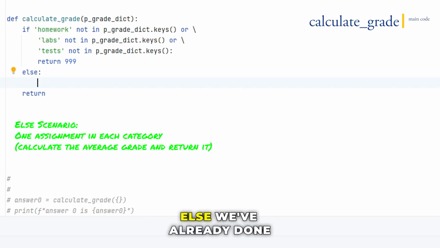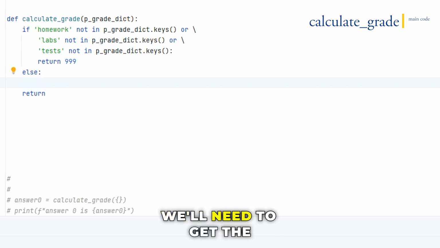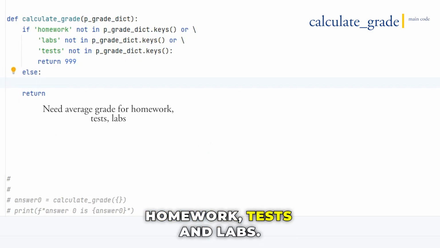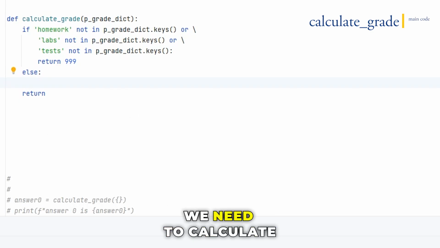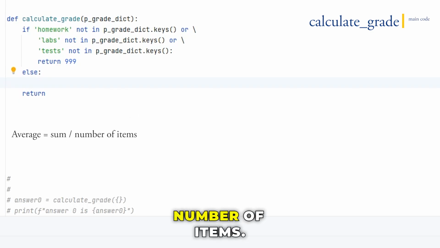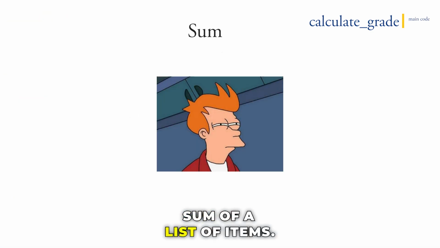Remember, that means if else. We've already done the if, so now we're going to do the else. We'll need to get the average grades for the homework, tests, and labs. Let's do the homework first. To get the average, you need to calculate the sum divided by the number of items. So how do we get the sum of a list of items?